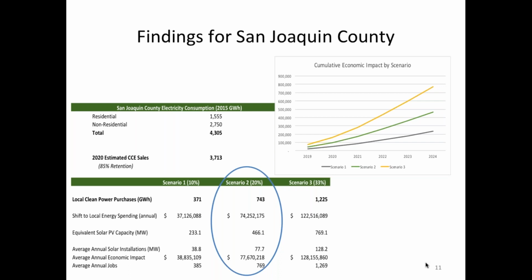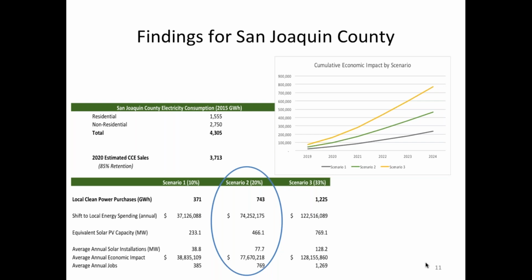But what that would mean then, if 20% of that electricity consumption that falls under a CCE were to be purchased from local clean power sources, meaning that the choice for that CCE would be to purchase 20% of that volume from whether it's solar or wind or biomass or other sources from locally generated production, meaning this is an increase in activity in the county. That would be a shift of the total energy purchases to the local economy of approximately $74 million per year.